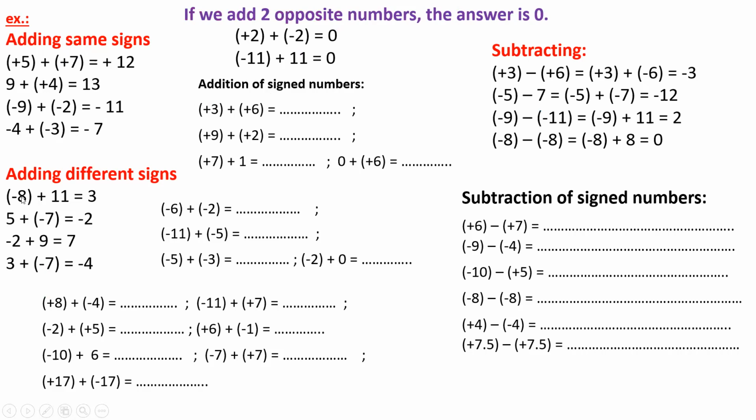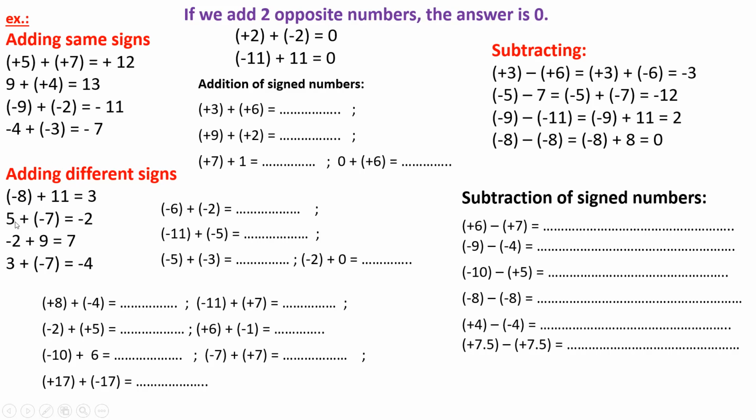For example, if I'm adding different signs, minus 8 plus 11. This is negative and this is positive. So who's the greatest, 8 or 11? Of course, it's 11. What's the sign of 11? It's positive. So my answer will be positive, and I subtract both numbers. 11 minus 8 is 3.